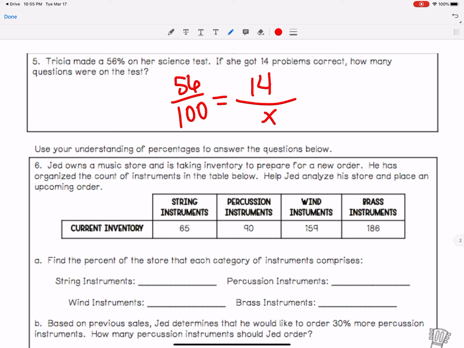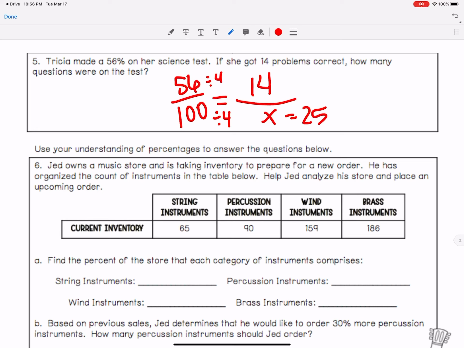You could say, what do I do to go from 14 to 56? And then you're going to do the same on the bottom. Or to go from 56 to 14. Well, I would do 56 divided by 14. That gives me 4. So I know that if I divide the top and bottom by the same number, 4, it will give me my answer. 100 divided by 4 gives us 25. So X is equal to 25.